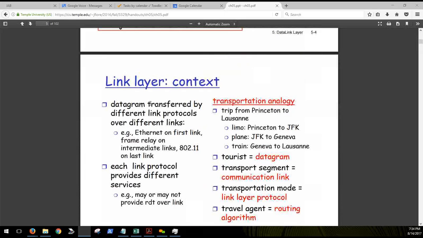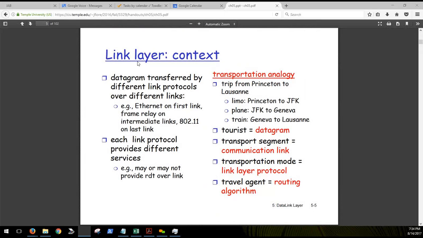So a datagram is transferred by different link protocols over different links, such as Ethernet on the first link, frame relay on an intermediate link, and then 802.11 on the last link. What is 802.11?